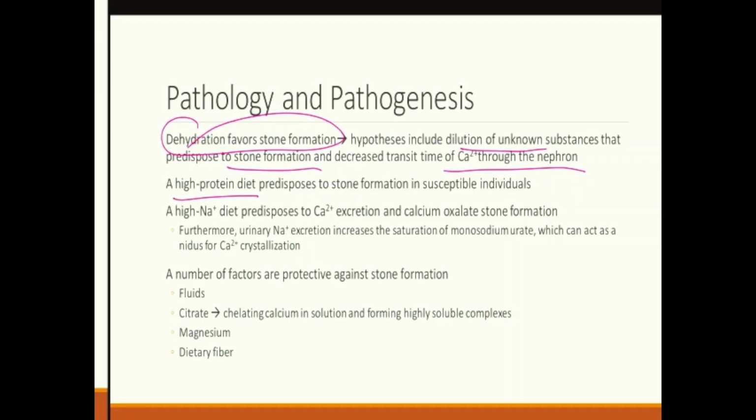High protein diet can also predispose people to stone formation if they're susceptible already. High sodium diet will predispose to calcium excretion. Therefore, you can get calcium oxalate stones forming. Other factors that are protective against stone formation: fluids. Citrate is a chelator. What do chelators do? They bind and pull things out. So it's going to bind to the calcium so that it won't precipitate out, causing a stone. Magnesium will do it, and dietary fiber will help prevent against kidney stones.